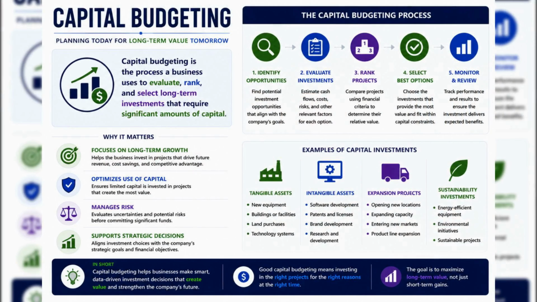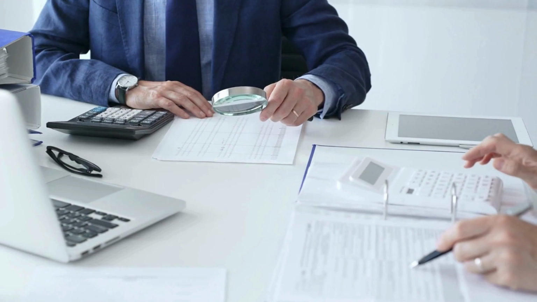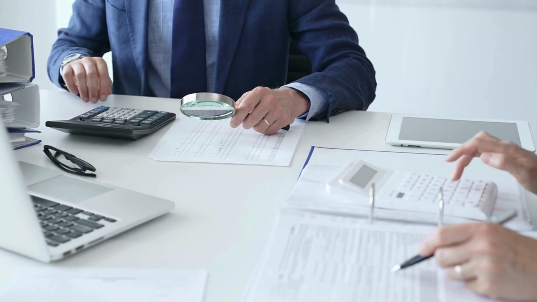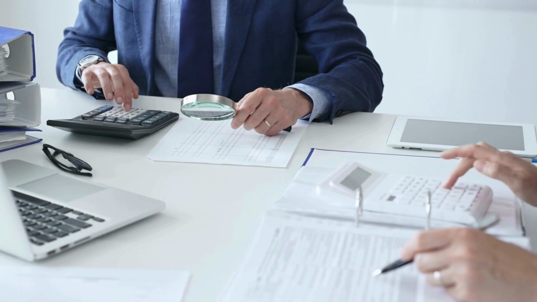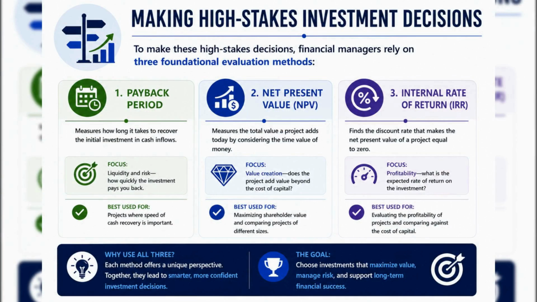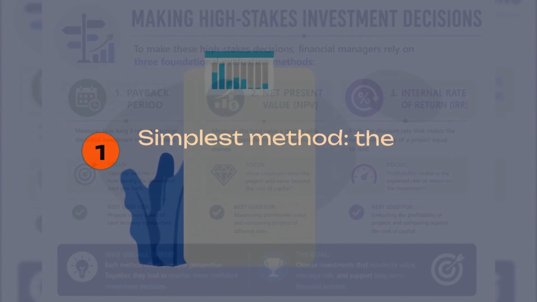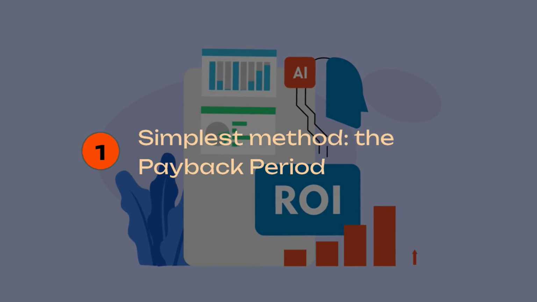Capital budgeting is the process a business uses to evaluate, rank, and select long-term investments that require significant amounts of capital. Because corporate resources are limited, a company cannot say yes to every project. They must mathematically prove which projects will generate the highest return for their shareholders. To make these high-stakes decisions, financial managers rely on three foundational evaluation methods: payback period, net present value, and internal rate of return. Let us start with the simplest method, the payback period.